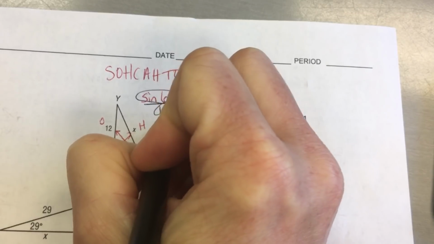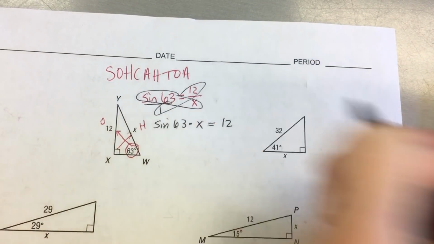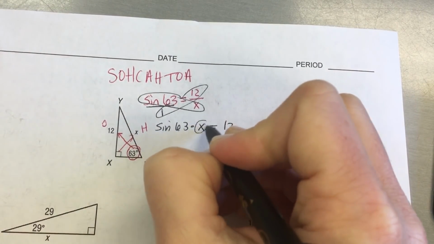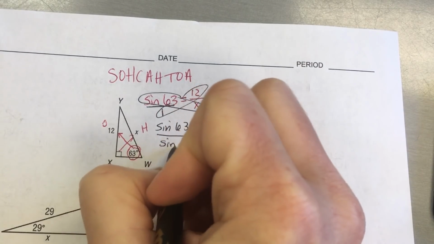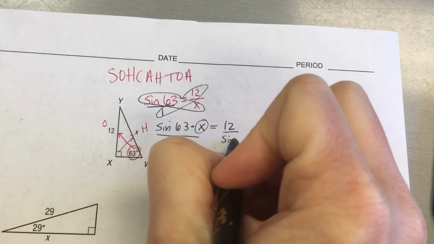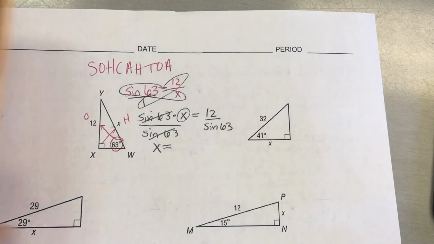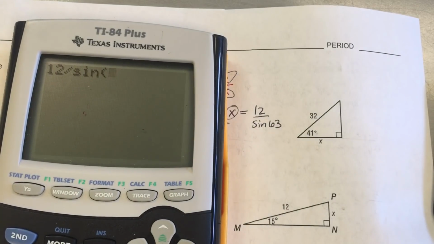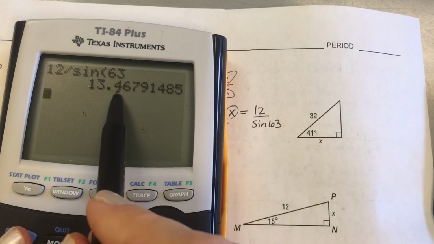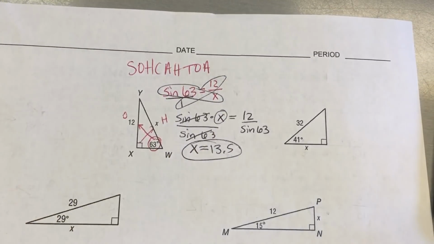So sine 63 times x equals 1 times 12 is 12. You're trying to get x by itself, so the opposite of multiplying is to divide. So you're going to divide by sine 63. Those cancel. X equals, remember you can pause this if you need to, 12 divided by sine 63, and you get 13.5. The 4 rounds up, so 13.5.